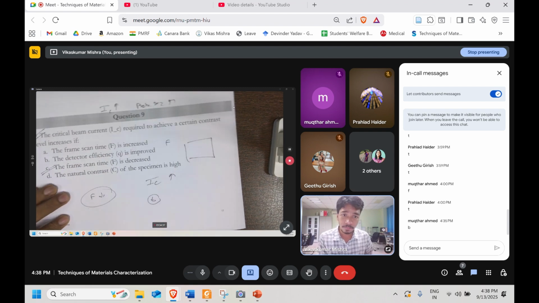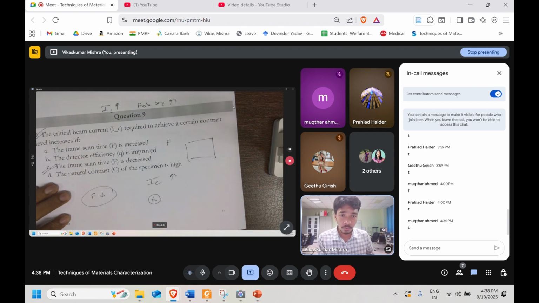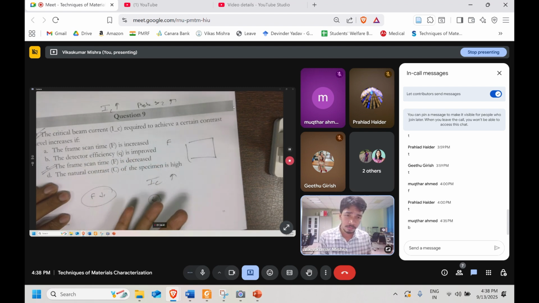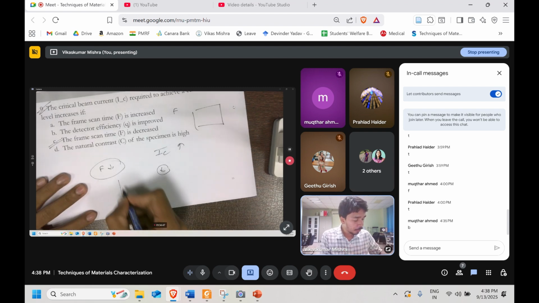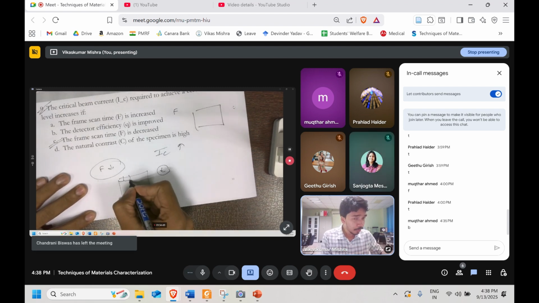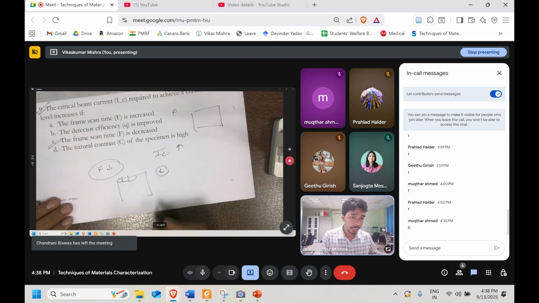Probe size is increasing. Contrast I'm keeping constant. What I'm changing there is the scan at which it is happening. You have the larger probe. Initially the probe was small, so you will require a larger amount of time to scan it.